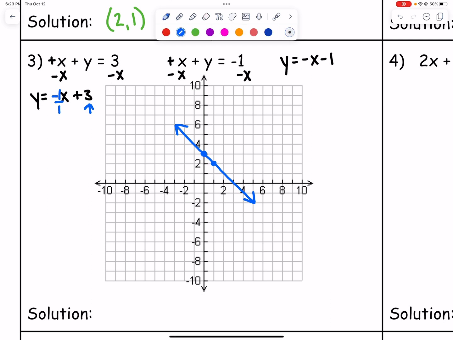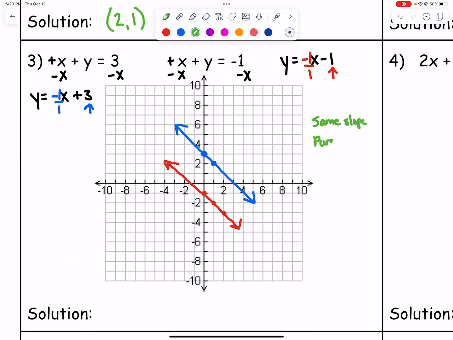Only one negative. So for this other equation, let's graph the y-intercept at negative 1 and then use our slope. So we have negative 1 over 1. So from that point, we can go down 1, right 1, down 1, right 1. And we can see that they have the same slope, and so they're never going to touch. So let's jot that down. They have the same slope.